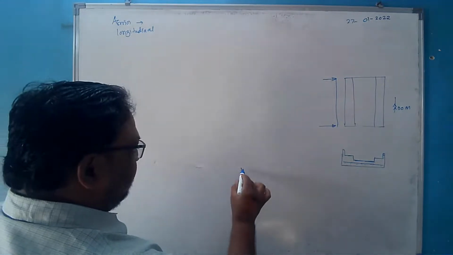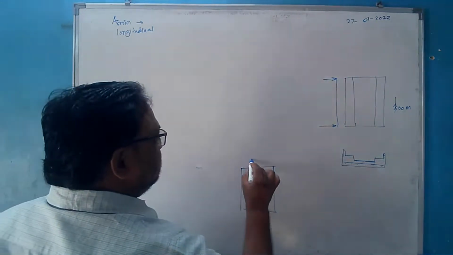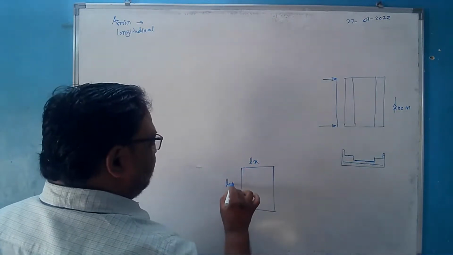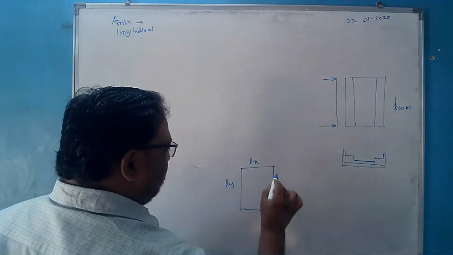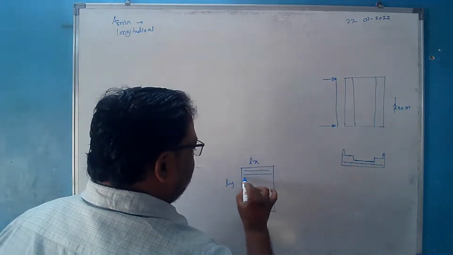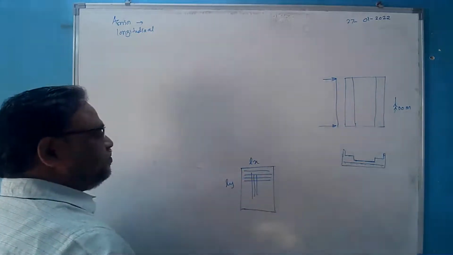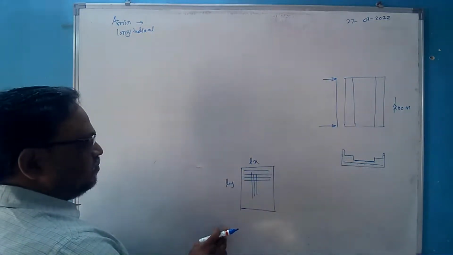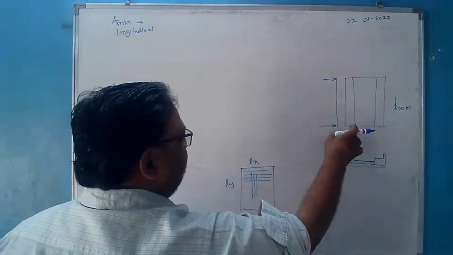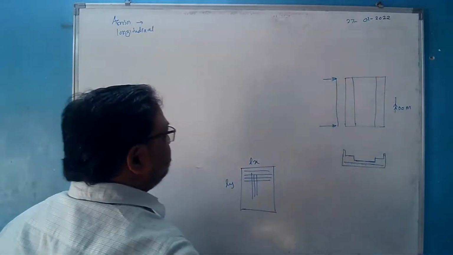In case it is a two-way slab, say this is Lx, the smaller length, and say this is Ly, when it is supported from all the sides, in that case first we provide the reinforcement in the shorter direction, then we provide the reinforcement in the longer direction. But here it is a one-way slab, so the direction of the span will be considered as the longitudinal.